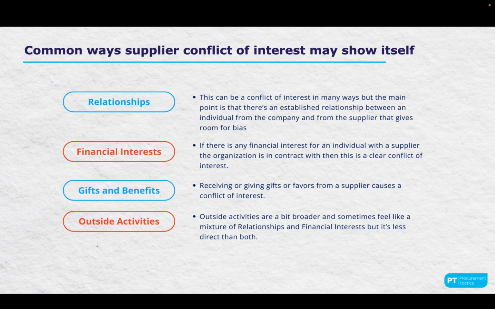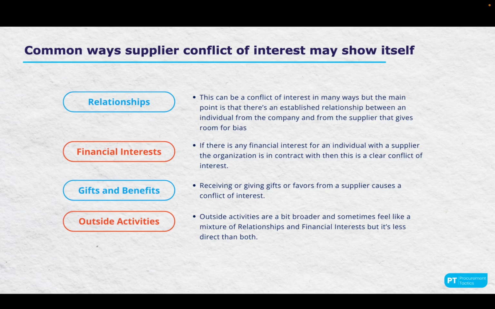The next one is financial interest. If there is any financial interest for an individual with a supplier the organization is in contact with, then this is a clear conflict of interest. This can mean that an individual may be a shareholder in a supplier that their company is signing a contract with, or maybe someone has accepted a bribe in return for picking a certain supplier.